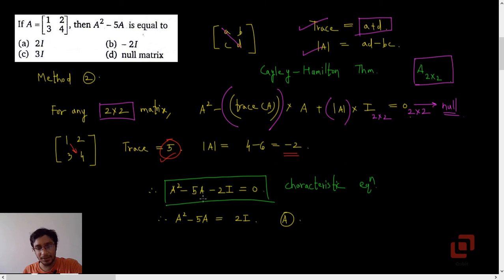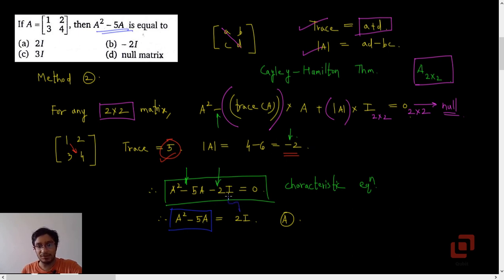Let me again explain how I got minus 5 and minus 2. Remember, this minus sign is there already. The trace of A was 5, so minus 5A plus the determinant of A. Now, because the determinant of A has a negative sign, it will sit there. So A squared minus 5A minus 2I equal to 0, and therefore A squared minus 5A, which is the matrix that you are looking for, must be equal to 2I.